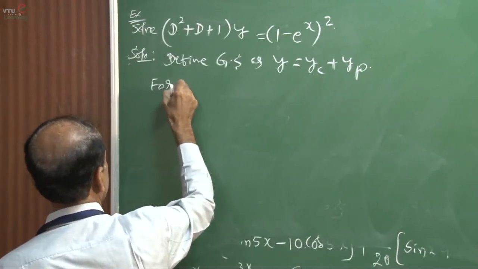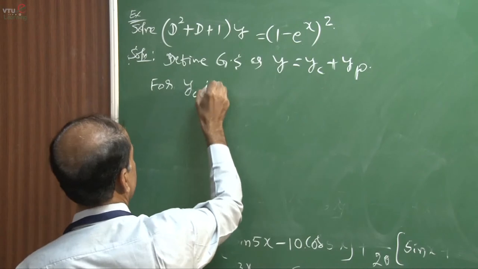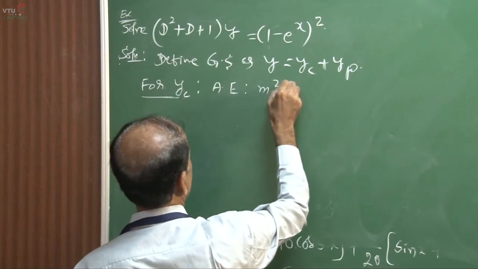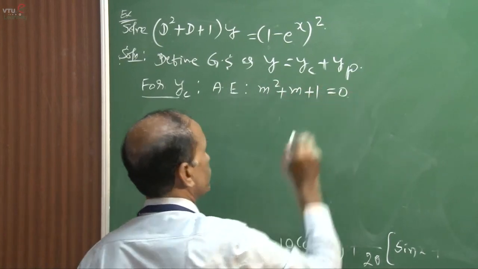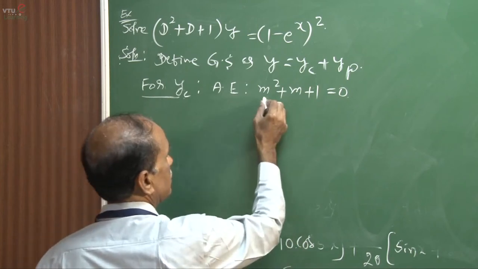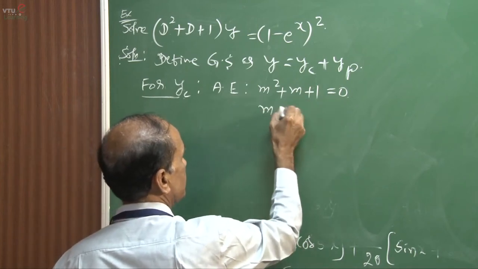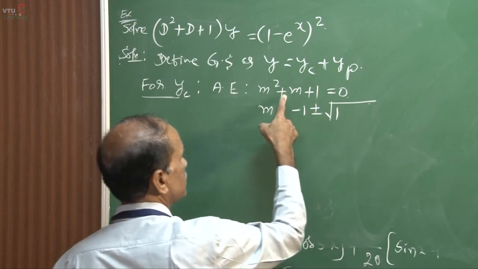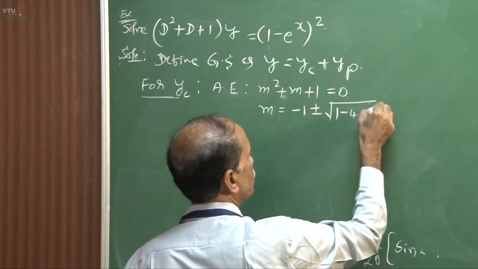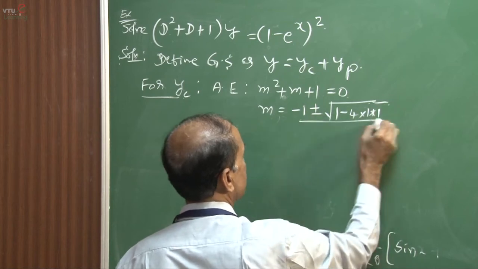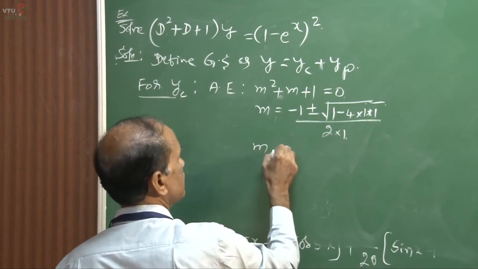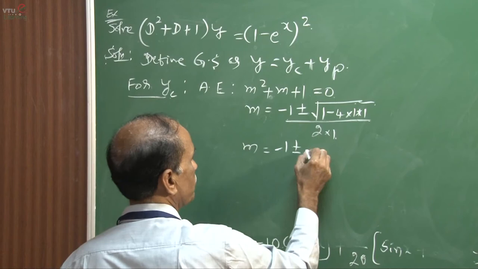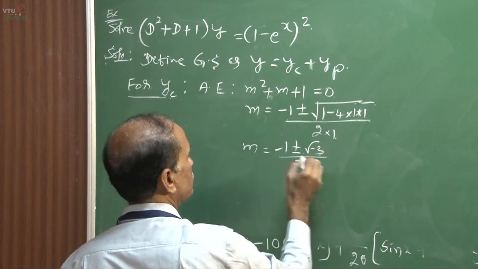Then for yc we have the auxiliary equation. What is the auxiliary equation? m square plus m plus 1 equal to 0. Then m is equal to minus 1 plus or minus root of b square, that is 1 square, minus 4ac, that is 4 into 1 into 1, divided by 2 into 1. Then m takes the value minus 1 plus or minus root of 1 minus 4, means root of minus 3, divided by 2.